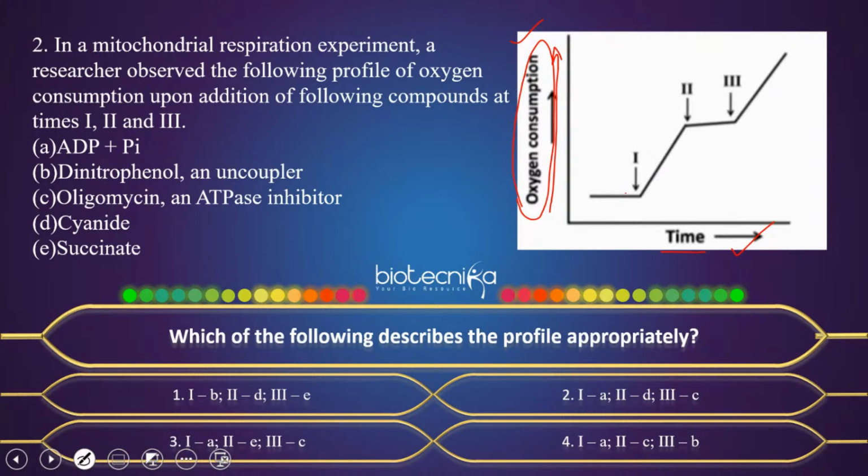Now, how is that related with the ETC? Who can tell me? With aerobic respiration, with oxidative phosphorylation, how is this oxygen consumption over time related with the electron transport chain? Yes, tell me.